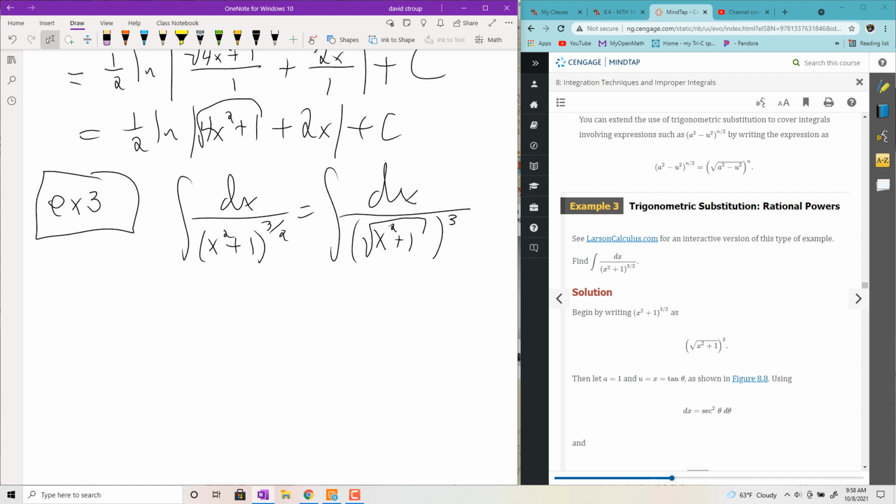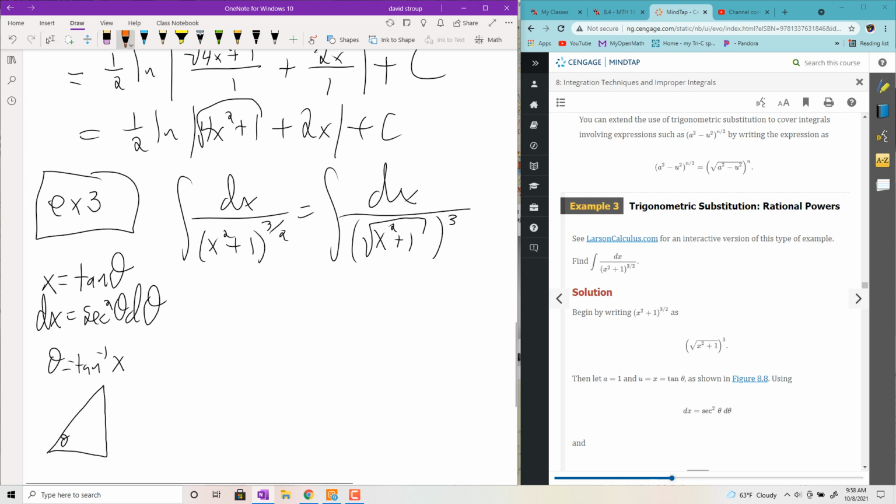Right, so this form, again, is the tan form, and the u is just x. So we have x equals 1 tan theta. Dx is going to be secant squared theta d theta. And then for my triangle, theta is equal to tan inverse of x. And so here's my triangle. And of course, x in this case is going to be your opposite over adjacent. So the opposite will be x, and the adjacent will be 1. And then this third side from Pythagorean Theorem should just be the square root of x squared plus 1.